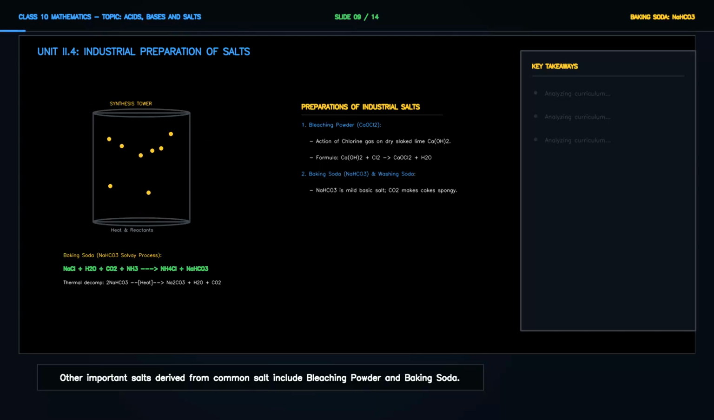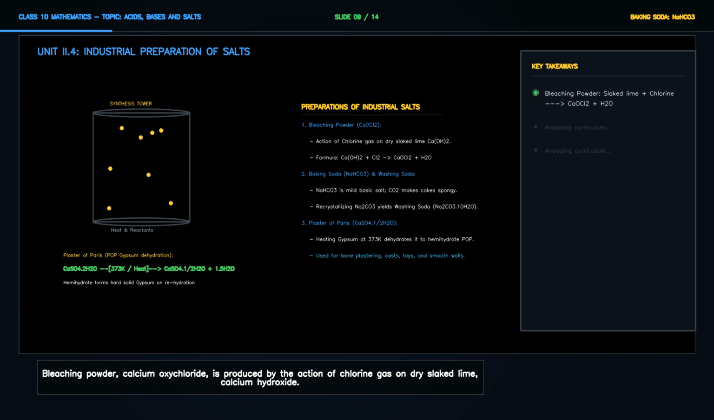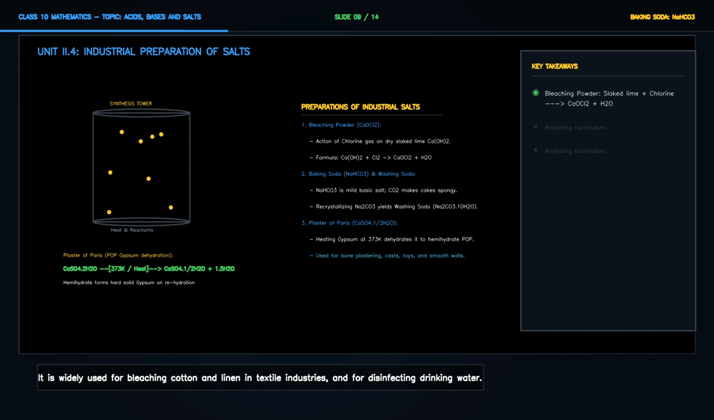Other important salts derived from common salt include bleaching powder and baking soda. Bleaching powder, calcium oxychloride, is produced by the action of chlorine gas on dry slaked lime, calcium hydroxide. It is widely used for bleaching cotton and linen in textile industries, and for disinfecting drinking water.